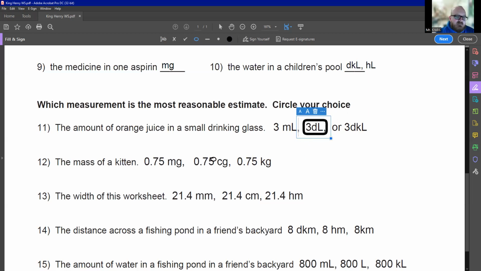For the mass of a kitten, we have 0.75 milligrams, 0.75 centigrams, and 0.75 kilograms. The important part here is the 0.75. 0.75 milligrams would be less than the weight of a paperclip. That's a pretty tiny kitten. And even centigrams, you're still talking about something that would weigh as much as your pinky. Still not a whole lot. The only one that really makes sense here is 0.75 kilograms.